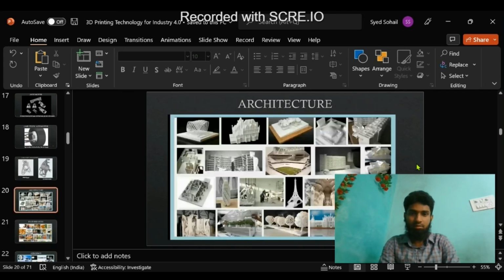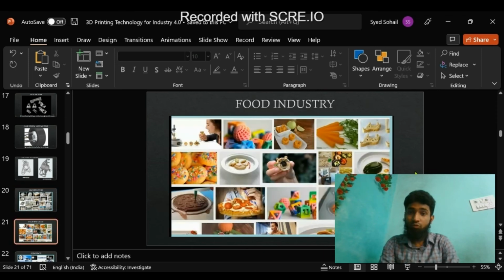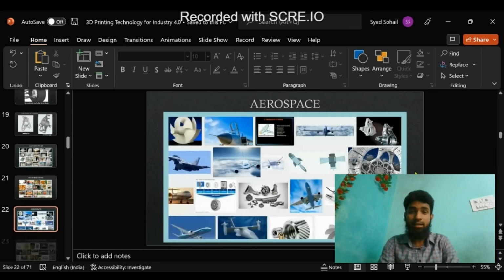Architecture: these are all examples for visualization and presentations, so that the architect can have a look and feel of the product or the design that he's planning. In the food industry as well, this is a common thing now. They print whatever they want, in whatever color they want the food, especially for children. So the food industry is also utilizing 3D printing.